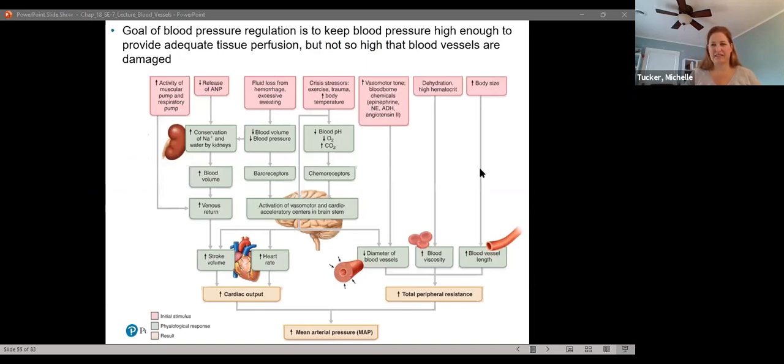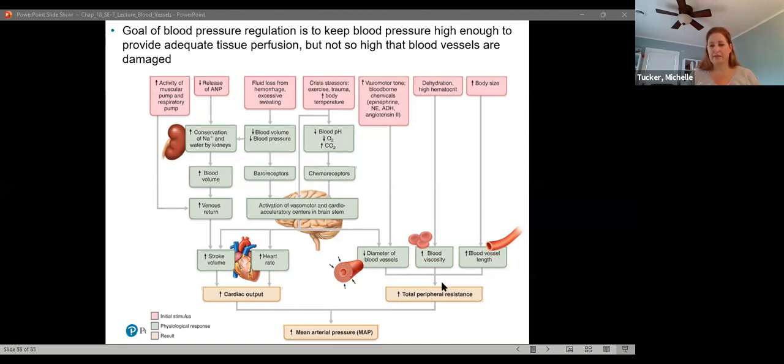Okay, so this is, I think, actually a little bit of a complex diagram. It's a little busy, but it does provide a summary of the effectors on blood pressure. It's better if you start at the bottom and look at it this way: increasing mean arterial pressure can be accomplished by increasing cardiac output or increasing total peripheral resistance.